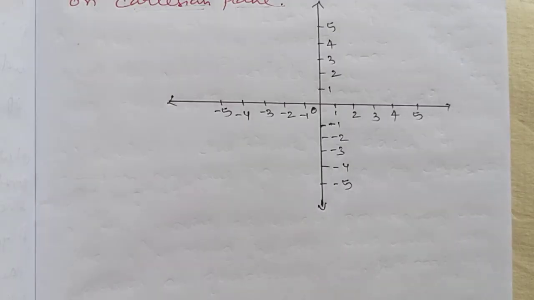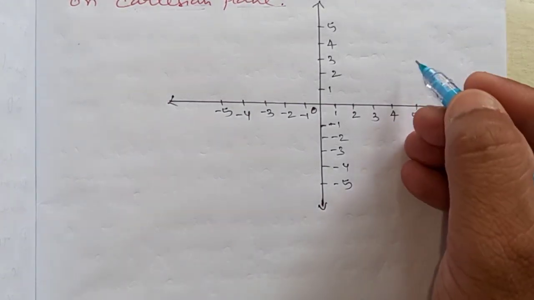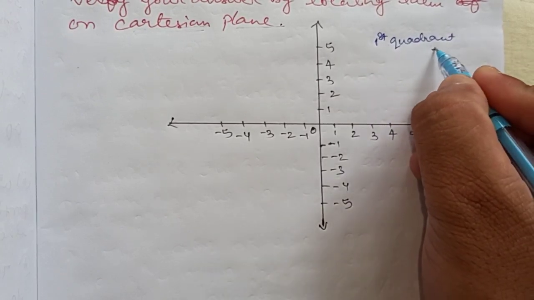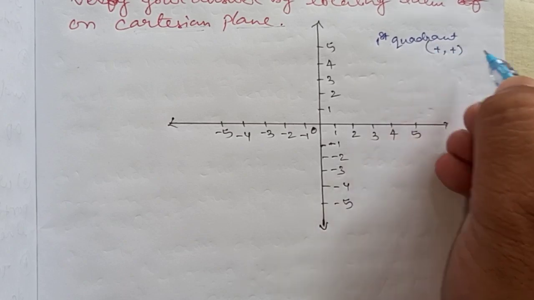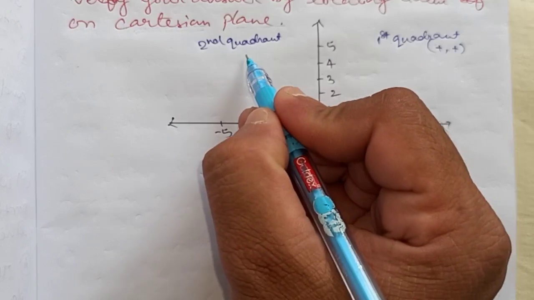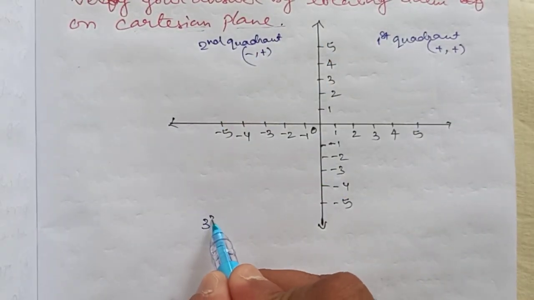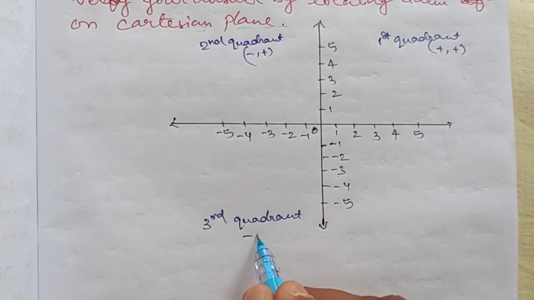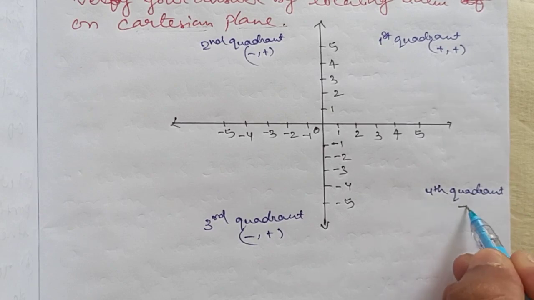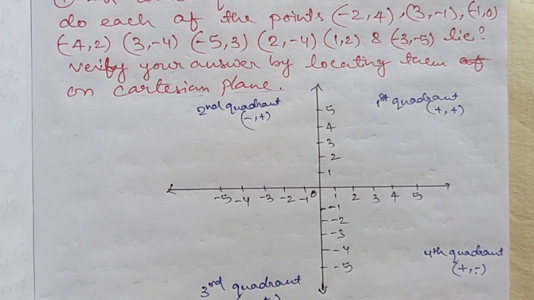Okay, so I have drawn a Cartesian plane. We will name all the quadrants here. First of all, this is the first quadrant, because the x-axis is plus as well as the y-axis is plus. This is the second quadrant, as x is minus and y is plus. This is the third quadrant, as x is minus and y is minus. This is the fourth quadrant, because x is plus and y is minus. Now we will locate all the points on the plane.